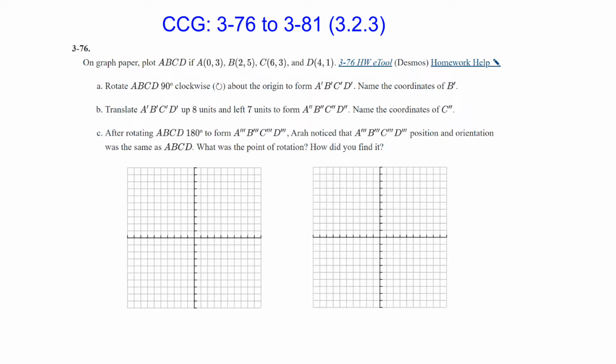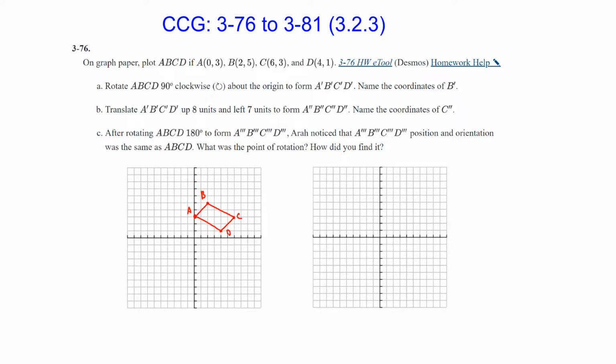Question 76, on the graph, plot A, B, C, D on graph paper. So let's go ahead and do that. So now that we have it graphed, part A, rotate A, B, C, D 90 degrees clockwise about the origin to form the new figure A prime, B prime, C prime, and D prime. Name the coordinates of B prime.